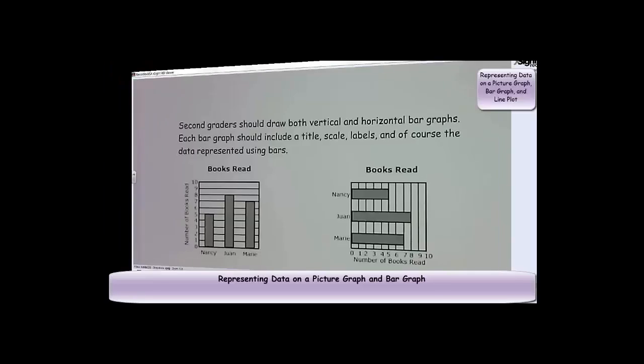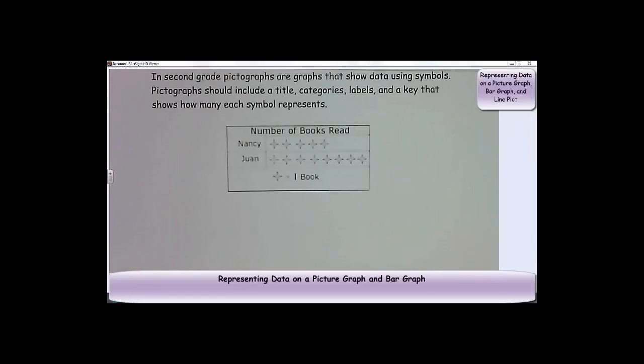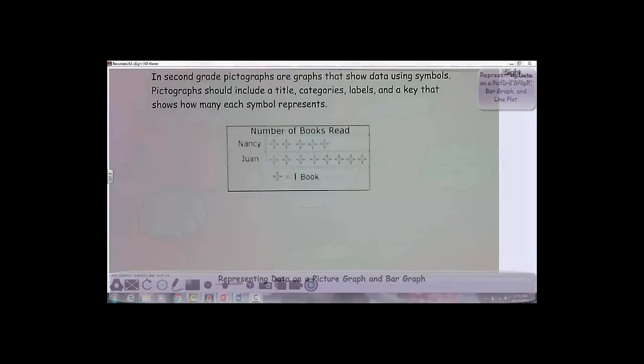represented using bars. Pictographs are graphs that show data using symbols. Pictographs should include a title, categories, label, and a key that shows how many each symbol represents. In second grade, students are only working with a scale of 1.